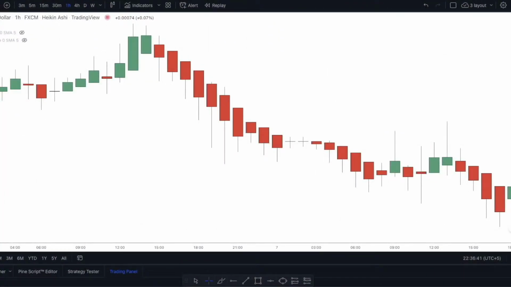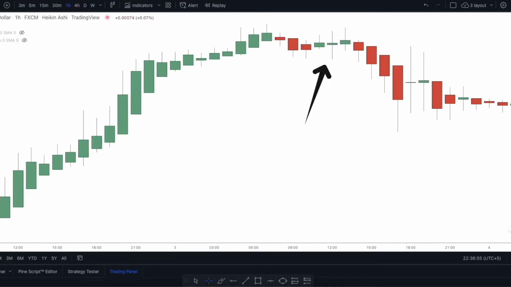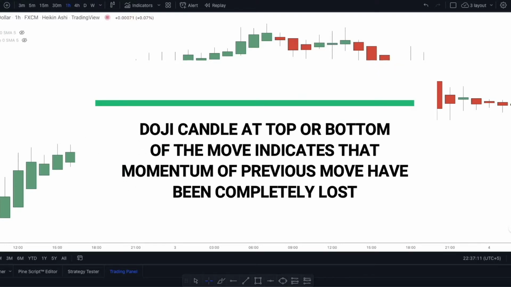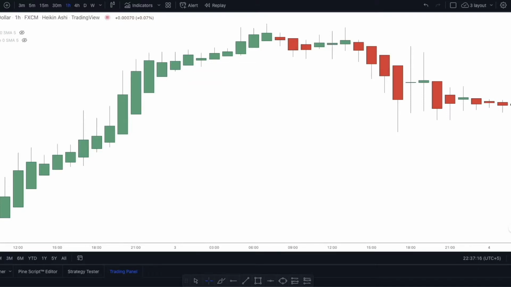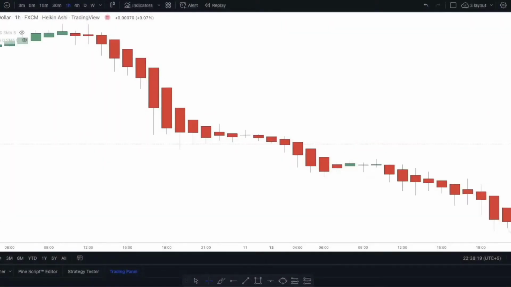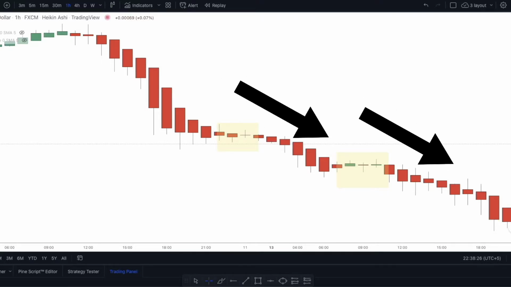Lastly, there are these doji candles that sometimes appear on the charts. They generally form at the top or at the bottom of the move. This type of candle indicates that the momentum of the previous move has been completely lost. Hence, it gives the signal that a reversal may be coming. Reversals don't occur after every doji candle. These doji candles can sometimes indicate a temporary pause in the trend. The trend can again resume, as it has happened here.